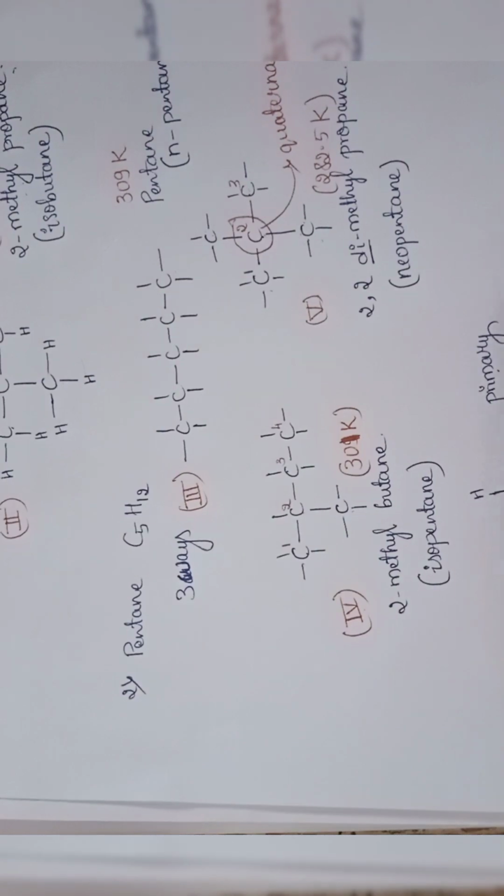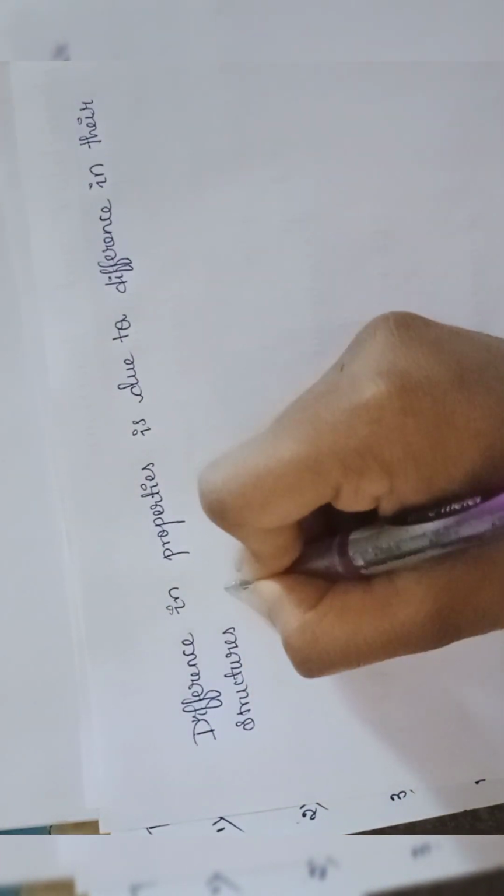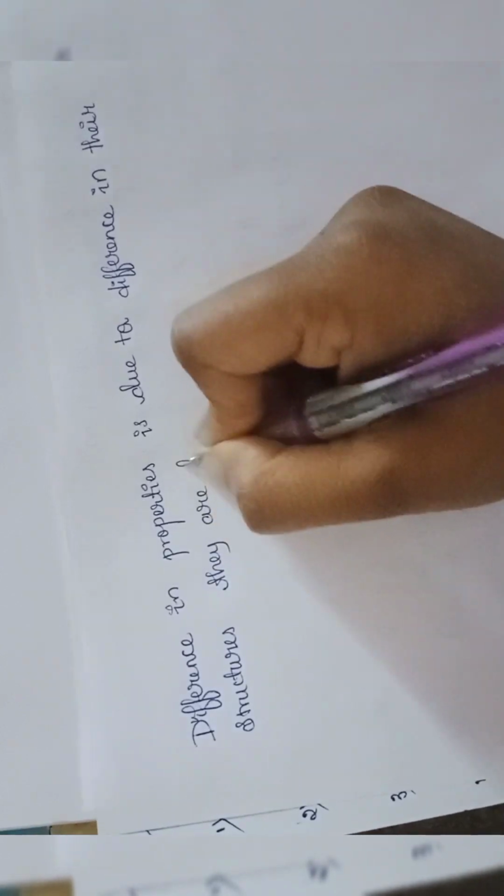I will repeat. Difference in properties is due to difference in their structures. They are known as structural isomers.